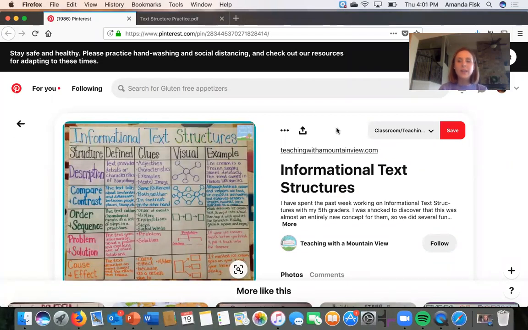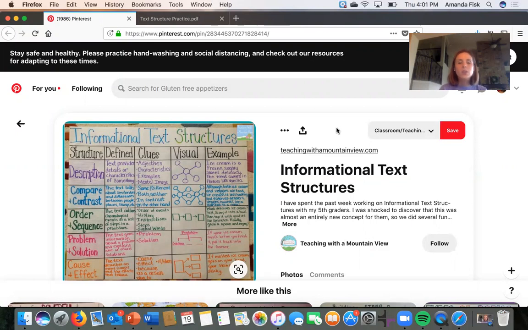The first one is the informational text structures anchor chart, and you have a copy of this in your packet. This basically outlines the 5 different text structures, and what I really love about it is it gives an example. It gives you a visual, meaning how does it look so that your brain can understand that. It gives different clue words for you, like there are these signal words that you're going to want to look for, or different things that you want to pay attention to. And then it also just defines each structure so that you have a more clear understanding of that.